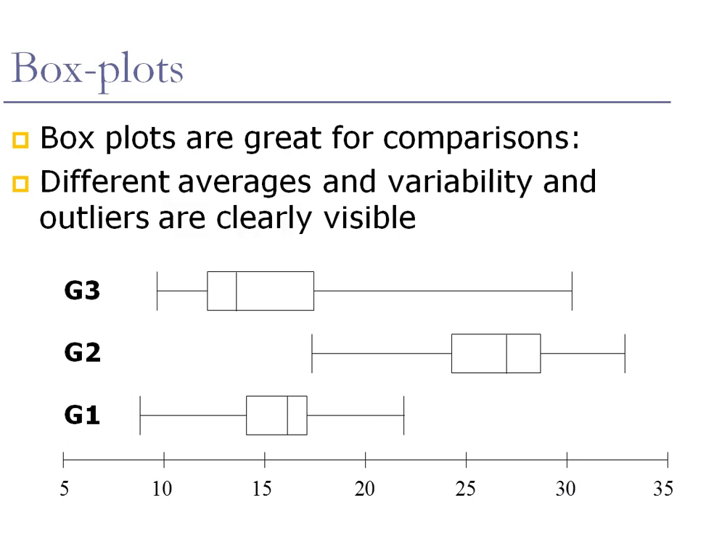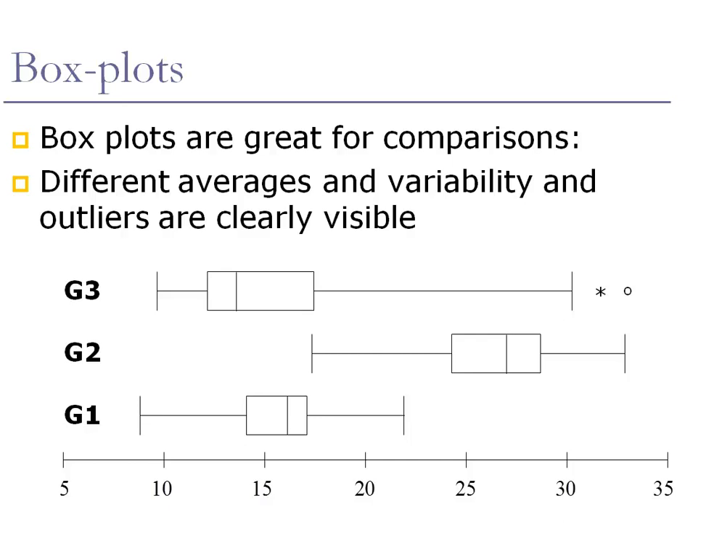So what happens is that in these comparisons, different averages and variability and outliers can be clearly visible. In fact, there may be some outliers which are so outlying that we may want to identify them separately on a box plot. And people do that by either using little stars or little circles. So when you see something like this, it means that there is an outlier which is so far out that people didn't feel like including it in the box plot.